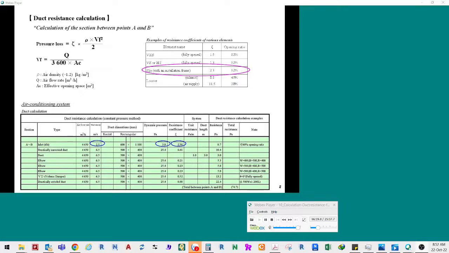Calculate the actual wind velocity based on the inlet port size and the aperture ratio. Check the table to confirm the resistance coefficient of the wind velocity to be used for calculation. The face velocity may sometimes be used. The pressure loss is determined by multiplying the local resistance coefficient by the dynamic pressure.